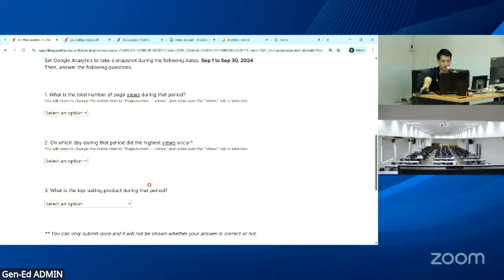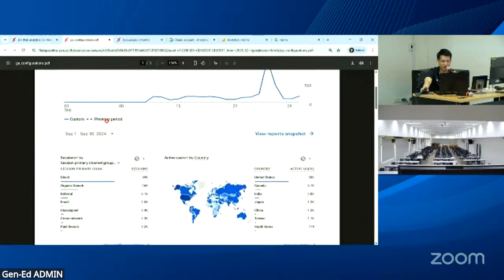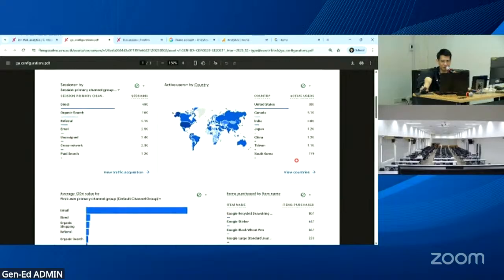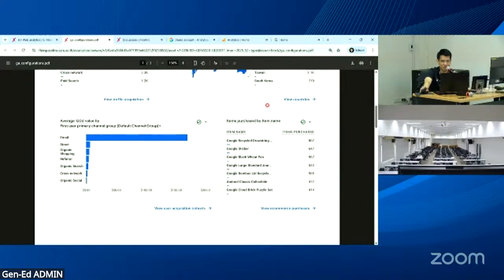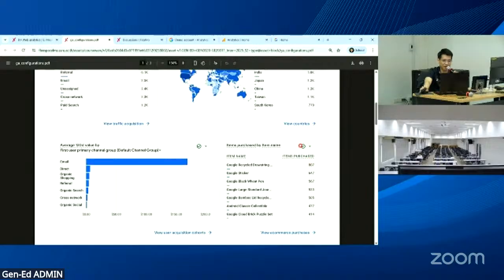And what is the top selling product during that period? The top selling product should be around here. You see the top selling product, the items purchased by item name. Now you see the top selling products here, a total of 807 pieces sold.